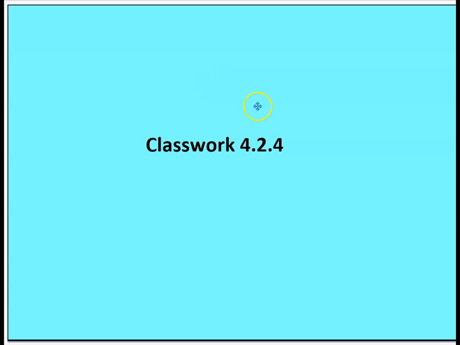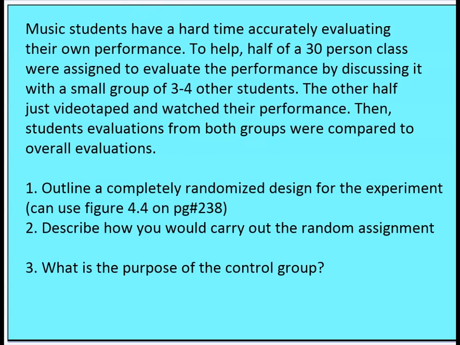All right, so this brings us to classwork 4.2.4. Music students have a hard time accurately evaluating their own performance. To help, half of a 30-person class were assigned to evaluate the performance by discussing it with a small group of other students. The other half just videotaped and watched their performance. Then students' evaluations from both groups were compared to overall evaluations. And it was found that students who discussed their performance in a small group were more accurate, more in line with other people's assessments.